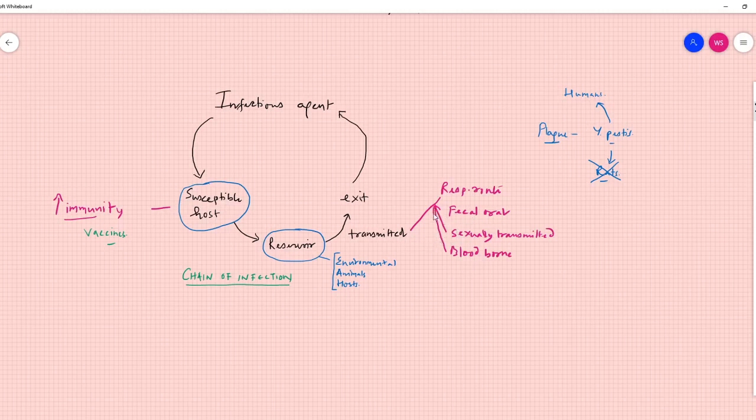Or there can be direct contact. Okay, direct contact, it can be spread. Then it can be spread by fomites. So what are fomites? They are basically non-living things which, if contaminated, can potentially spread the disease to other hosts. Okay, so fomites.